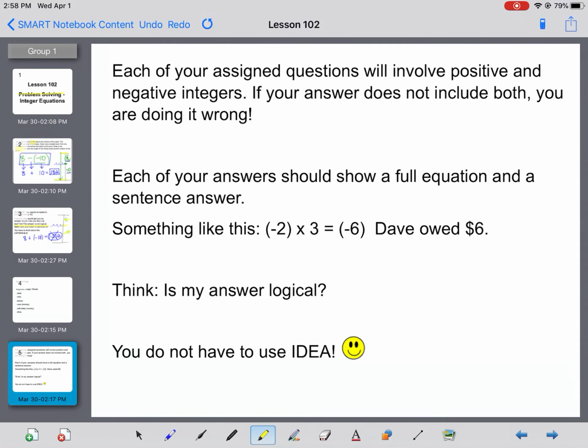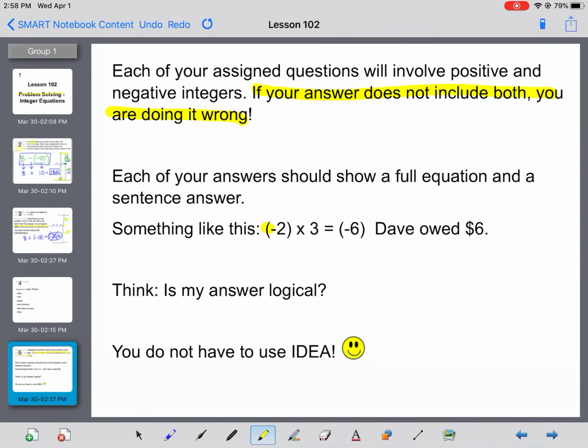All right, then a couple other things about your exercises. Each of your assigned questions is going to involve positive and negative integers. I chose those ones on purpose because then you could think to yourself, if your answer does not include both positive and negative integers, you are doing it wrong. So if you end up with a question with just positives in it, no negatives anywhere, think to yourself, I'm probably not doing it the way Miss Nyhoff wants me.